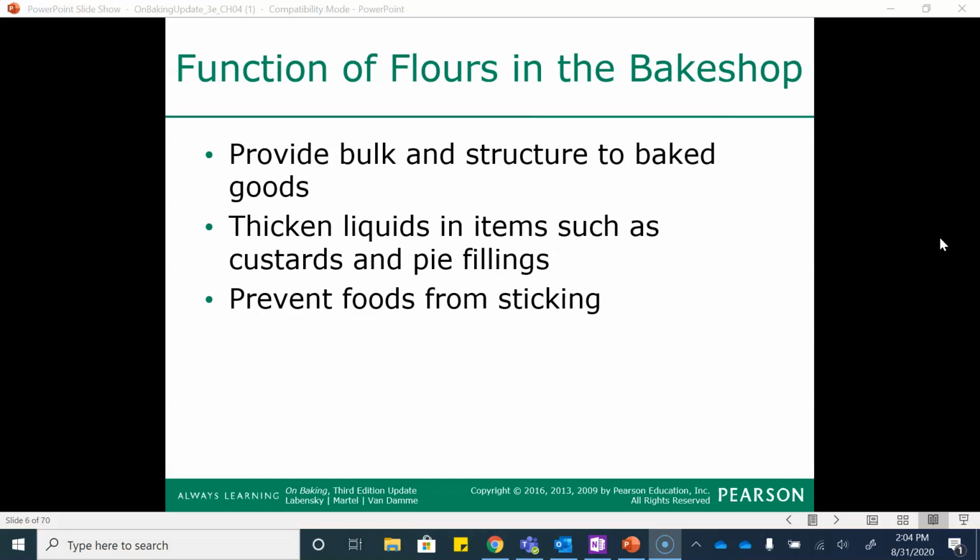Flour provides bulk and structure to baked goods. Some flours are used to thicken liquids in items such as custards and pie fillings, or to prevent foods from sticking during preparation and baking.